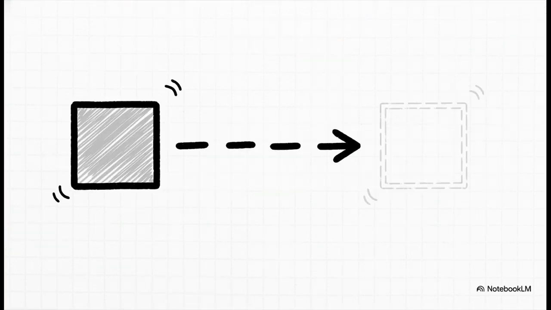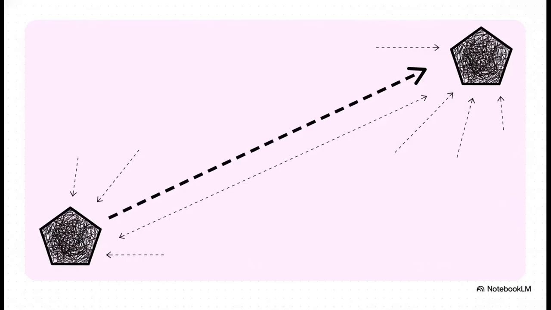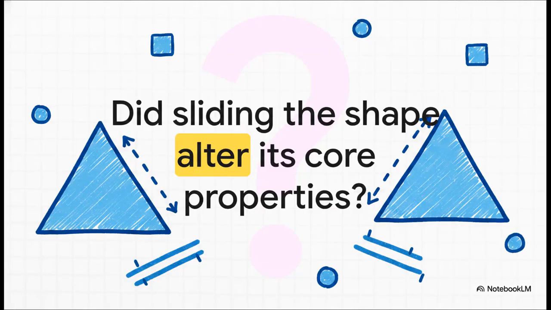And our last move is probably the easiest one of all, the slide, or as it's officially called, a translation. All this is just sliding a shape from one place to another. No flipping, no spinning, just a simple slide. And you can see what happened here. Every single point on that pentagon moved the exact same amount in the exact same direction. It's literally just in a different spot. So, one last time, let's ask the big question. Did sliding it change its size or its shape?